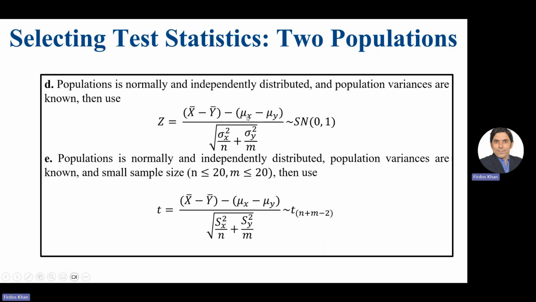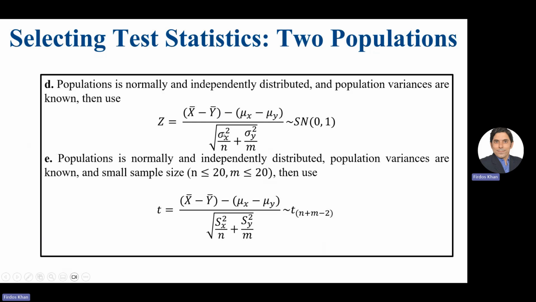where mu x is the population mean for the first population and mu y is the population mean for the second population, x bar is the sample mean from the first population, and y bar is the sample mean from the second population. Sigma square x is the population variance of the first population and sigma square y is the population variance of the second population. N is the sample size from the first population and M is the sample size from the second population. That is distributed normally with zero mean and unit variance, because this is the standardized form, by the way.